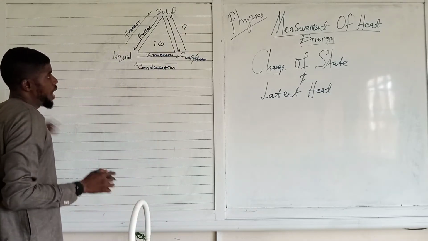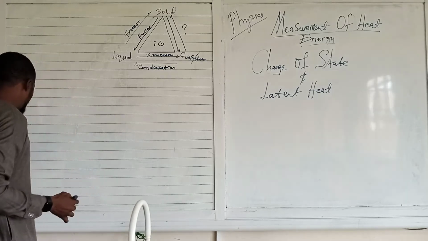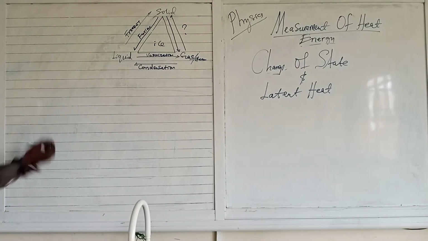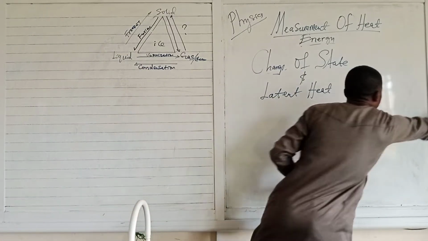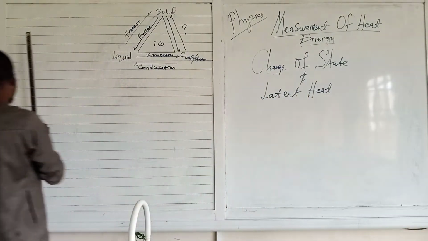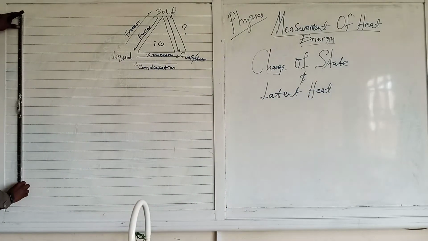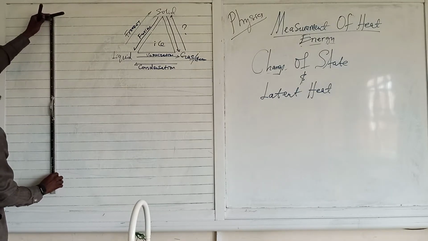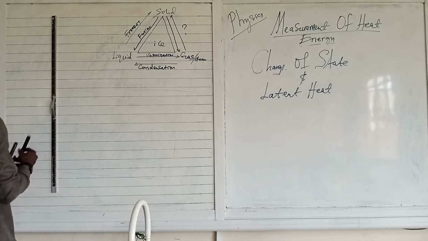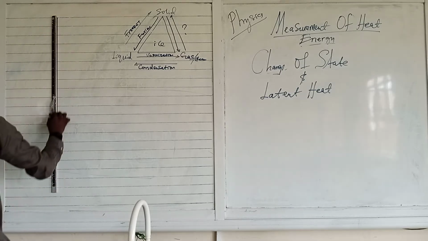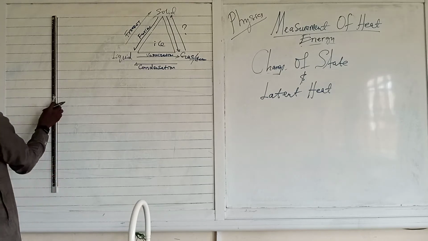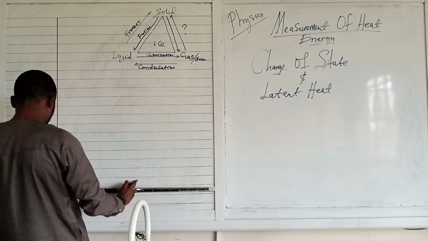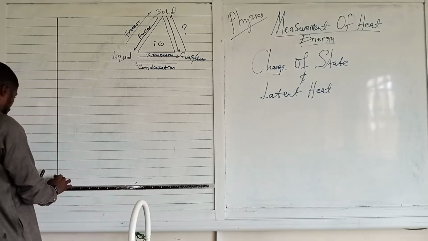I will stop there. I also want to draw another diagram to explain this topic very well. I call this diagram the heating curve for solid ice. So let's draw a diagram called the heating curve for solid ice. Follow me steadily.